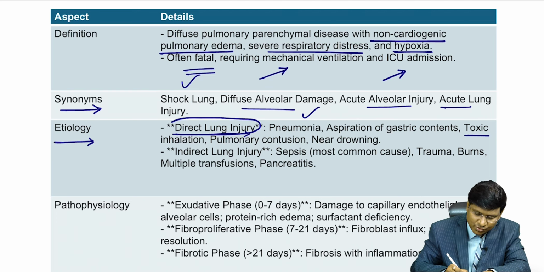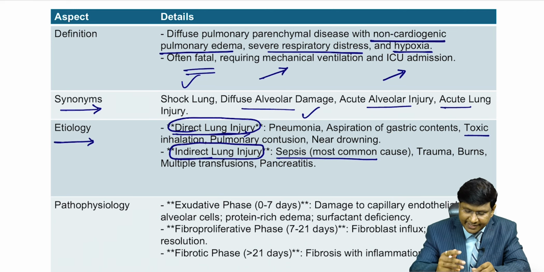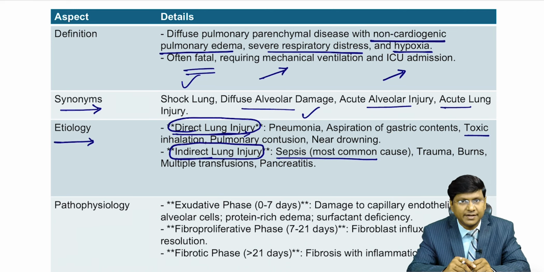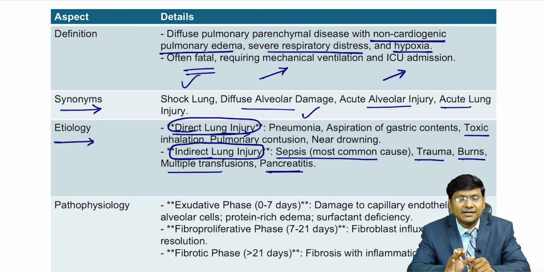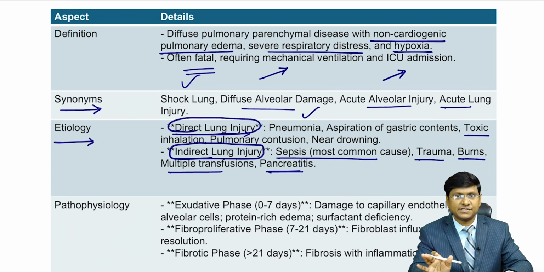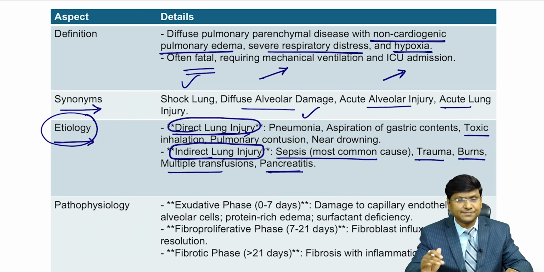Whereas if you take indirect lung injuries causing ARDS, sepsis is the most common cause for the indirect lung injury causing ARDS, right? Followed by that, trauma, burns, multiple transfusions and pancreatitis. So these are the indirect lung injuries causing ARDS, but out of all these, the most common cause for ARDS is sepsis, right? So these are the various etiologies that will be causing ARDS.